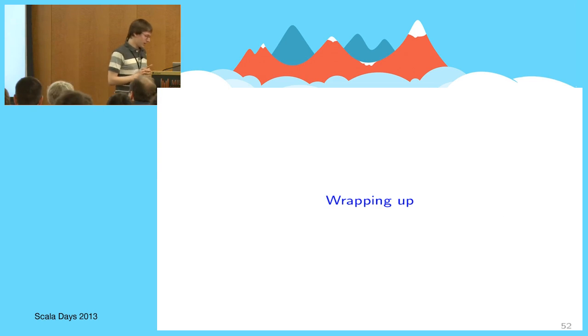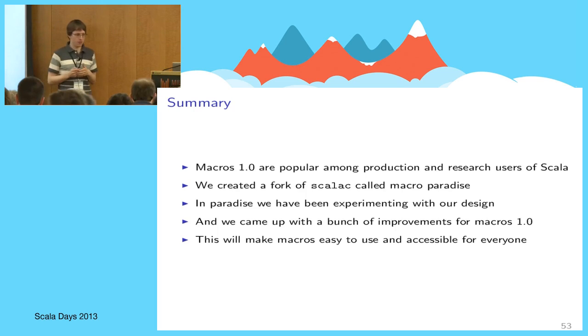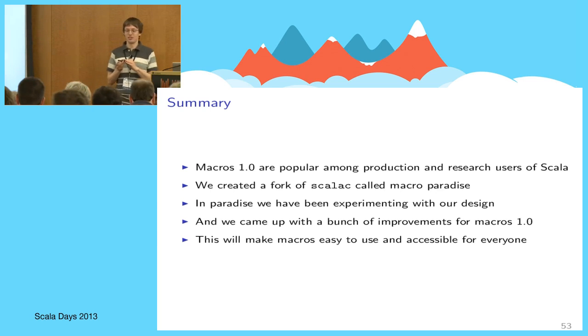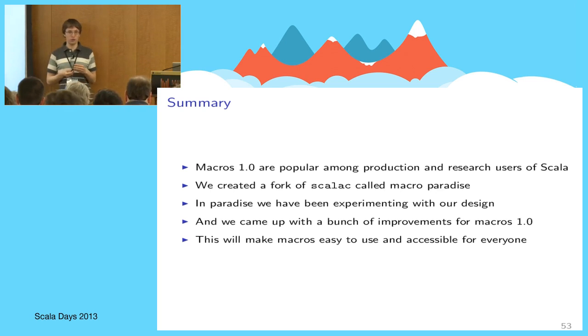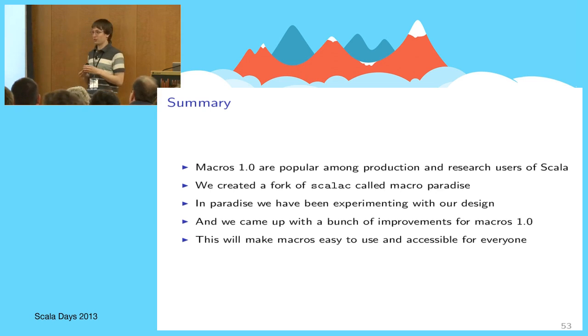Well, we have covered quite a lot, and I'd like to summarize what we heard today from a high-level view. First of all, macros 1.0 have proven to be really useful, both in research and in production. After the release of Scala 2.10, we forked the compiler, and we continued to play with other macro flavors. We've come up with a lot of insights, and some of these insights are going to be brought into Scala 2.11, and some of them hopefully will make it into Scala 2.12.